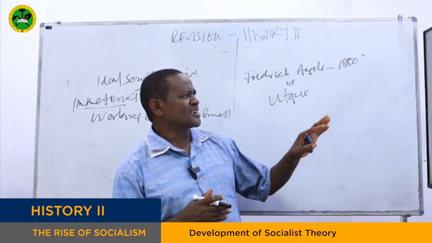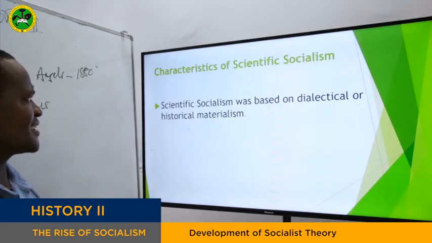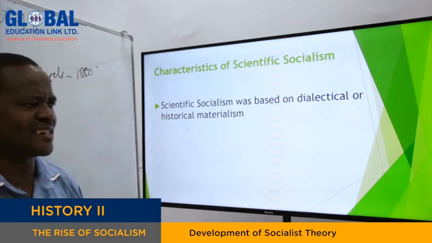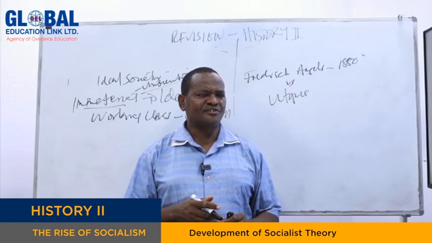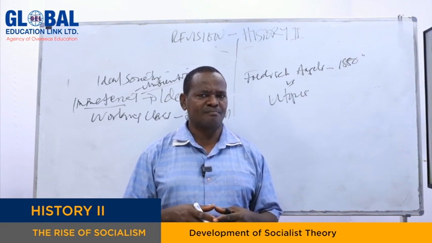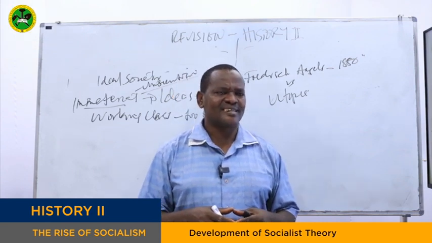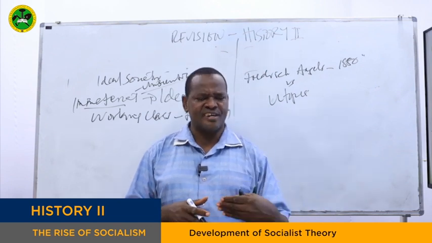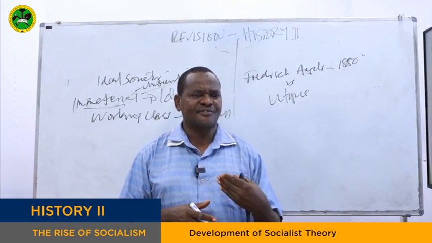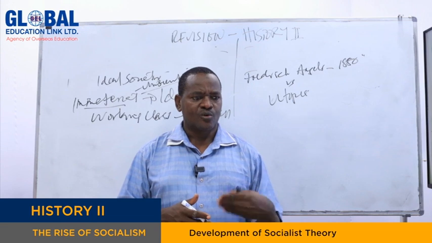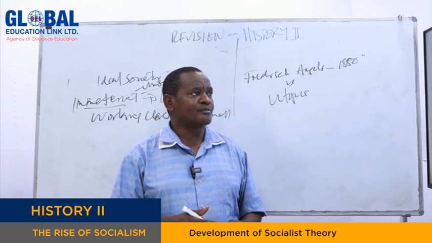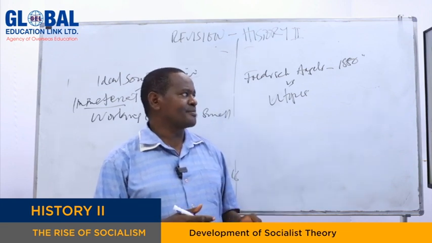My dear students, let's now look at the characteristics of scientific socialism. What characterizes scientific socialism? The first is that it was based on dialectical or historical materialism. Dialectical, as we have said, means it is scientific, it can be tested by using scientific methods. But historical materialism is based on class struggle, on the history of struggle of human beings. So human life is characterized by class struggle, and out of that class struggle, one class should be defeated. They believe that at the end there will be the establishment of a classless society, which is what is meant by socialism.